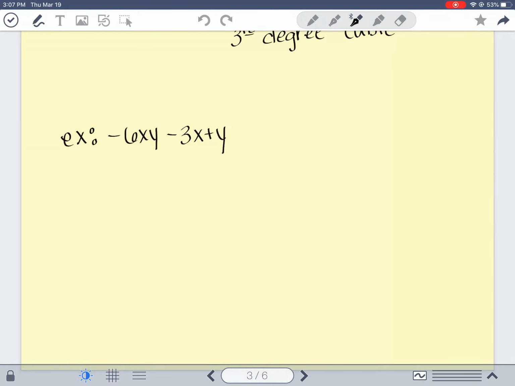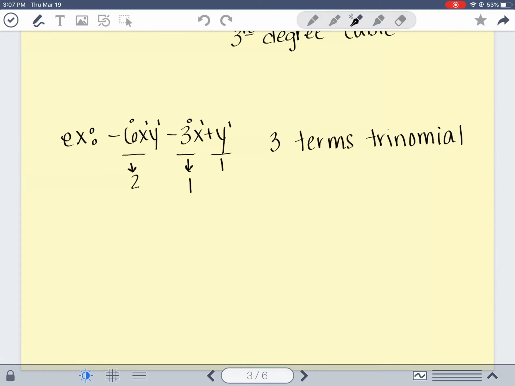In our next example, we have 1, 2, 3 terms, which makes this a trinomial. Tri meaning 3. And let's see, this first term, we've got a 0, a 1, and a 1, so it has a degree of 2. The second one has a 0 and a 1, so that is just a degree of 1. Same with the y, it is just a degree of 1. So we go with the highest degree, so it's the 2nd degree, which makes it a quadratic.